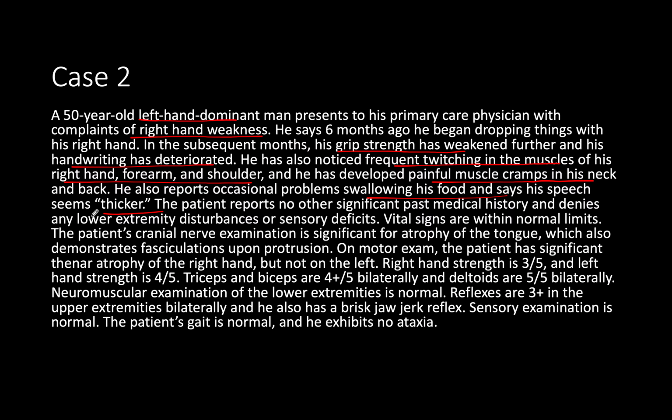Okay. So this patient reports no other significant past medical history and denies lower extremity disturbances or sensory deficits. Vital signs are within normal limits. Cranial nerve exam is significant for atrophy of the tongue, which also demonstrates fasciculations upon protrusion. On motor exam, the patient has significant thenar atrophy of the right hand, but not on the left. Strength is diminished. Tricep strength is diminished. Neuromuscular exam of the lower extremities is normal. Reflexes are 3+ in the upper extremities bilaterally, and he has a brisk jaw jerk reflex.